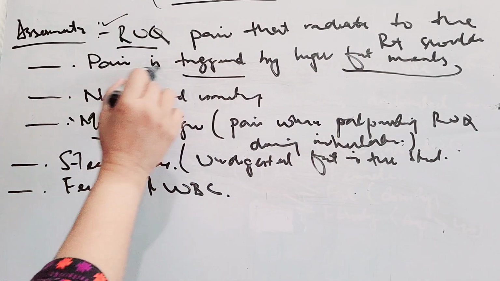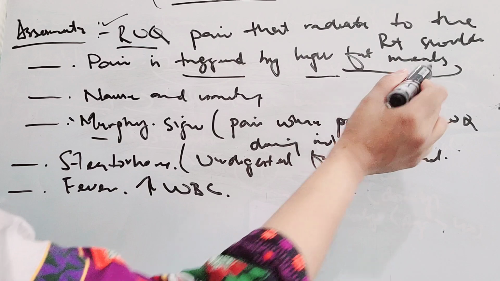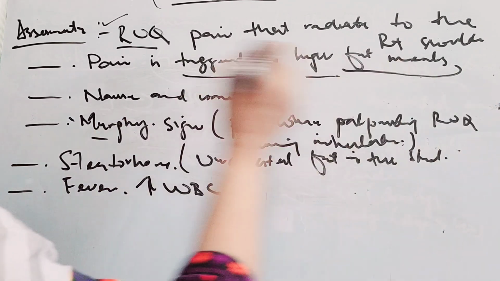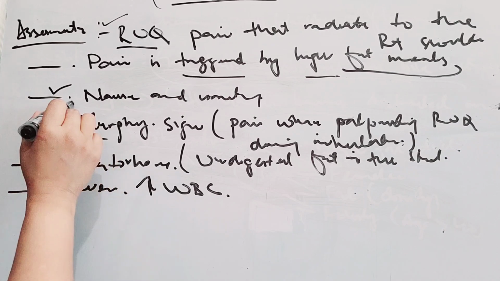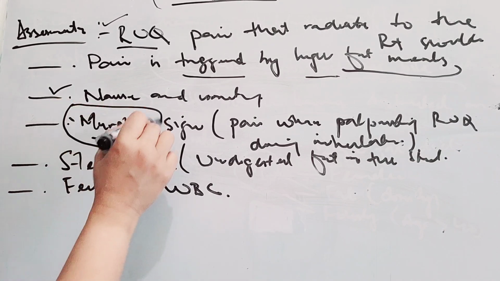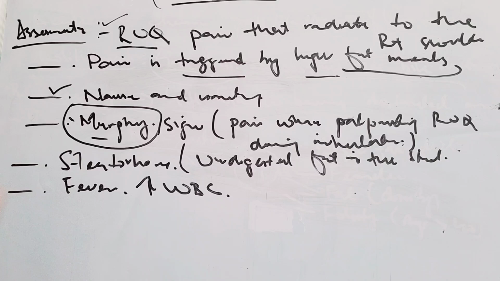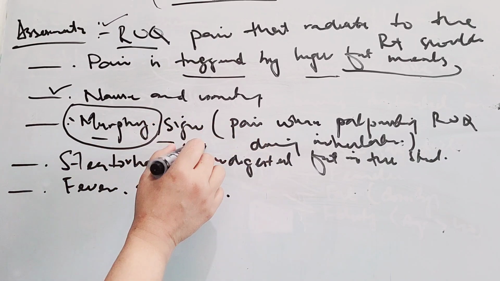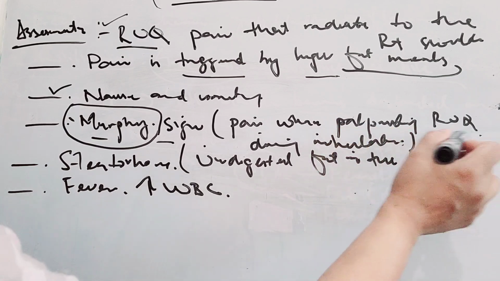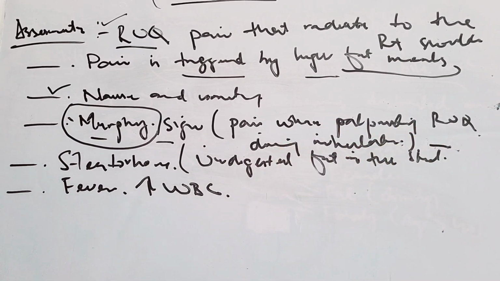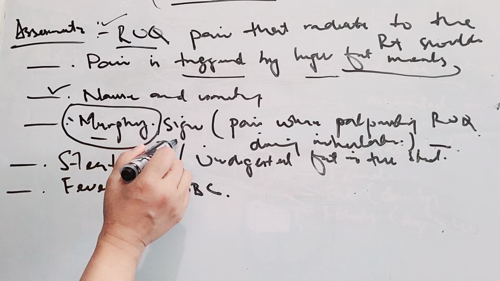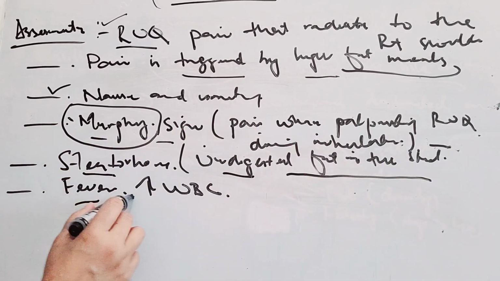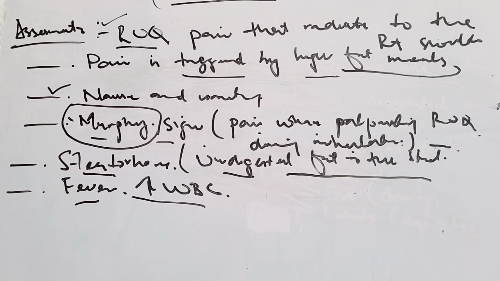Very important, pain is triggered by high fat meals because the high fat stimulates the gallbladder contractions. Nausea and vomiting, this is very important. Murphy sign. They may give you four signs and ask which sign is related to cholecystitis. The Murphy sign. What is Murphy sign? Once the doctor palpates the right upper quadrant, the patient will feel pain during inhalation. That is Murphy sign. Steatorrhea, undigested fat in the stool, and fever, increased white blood cell count.